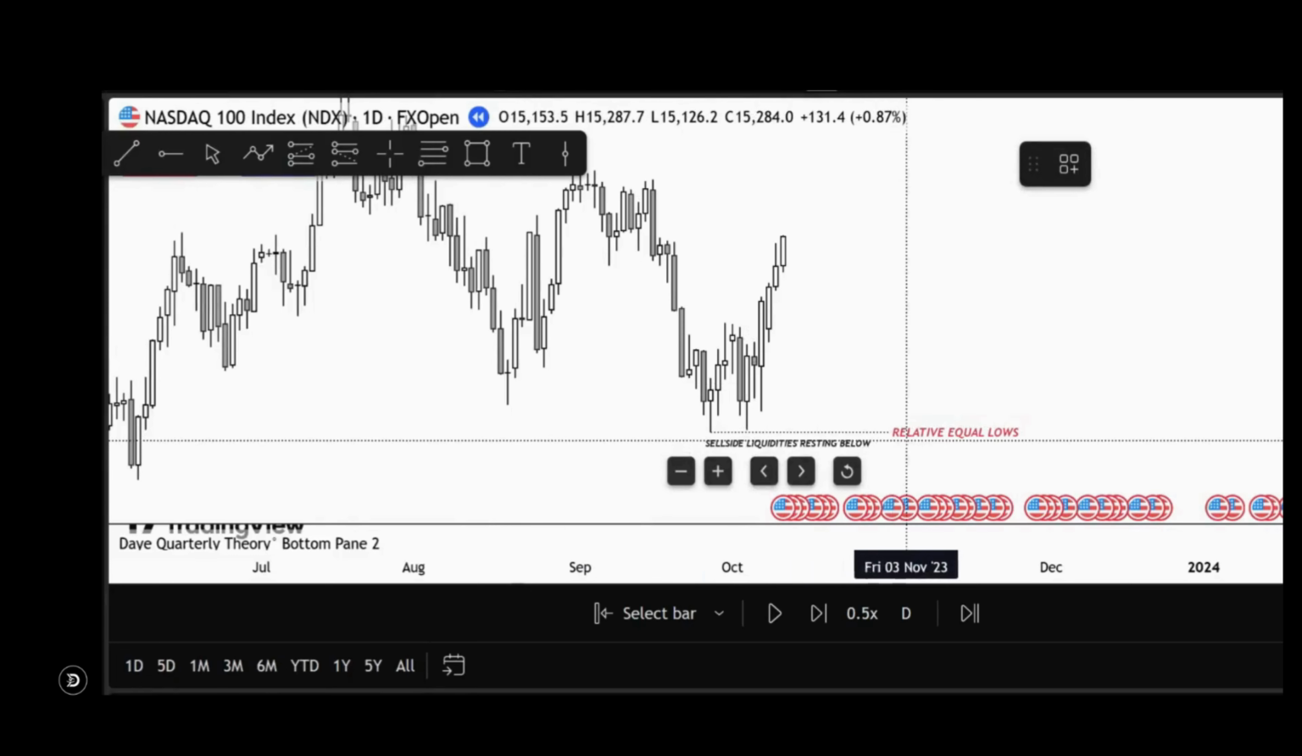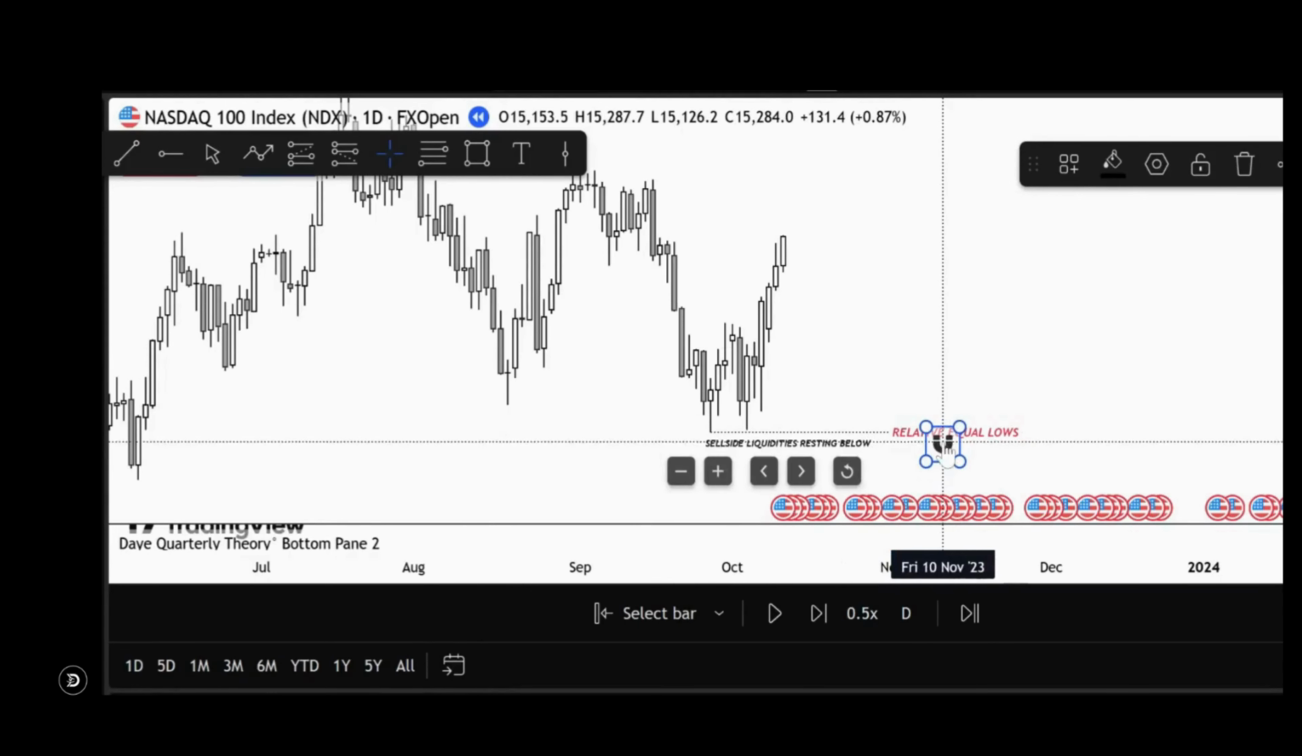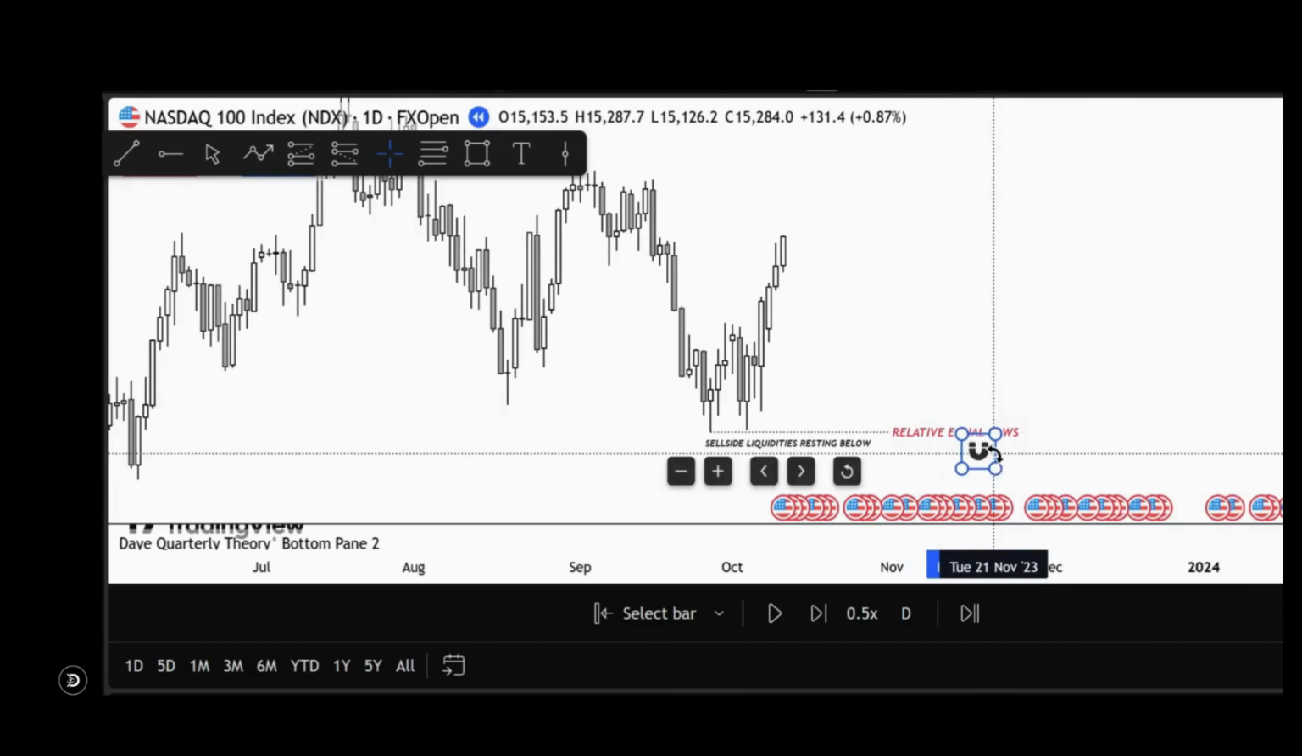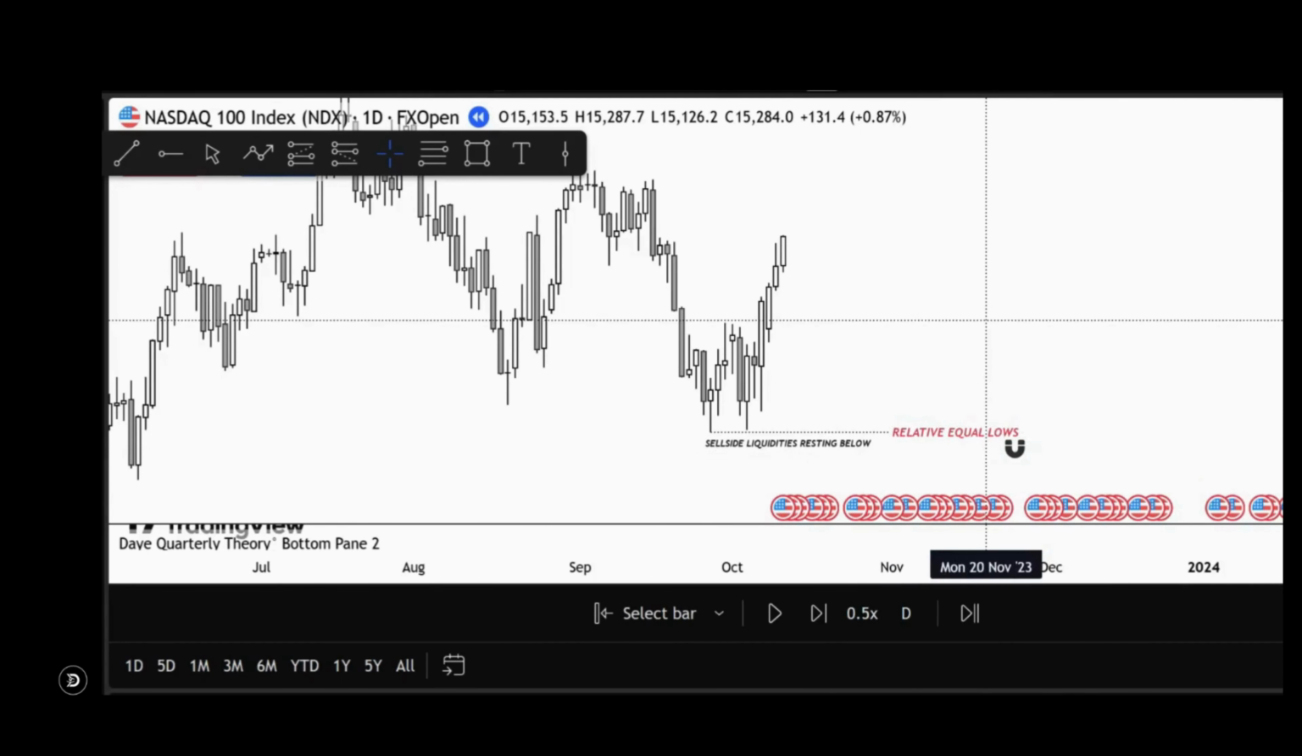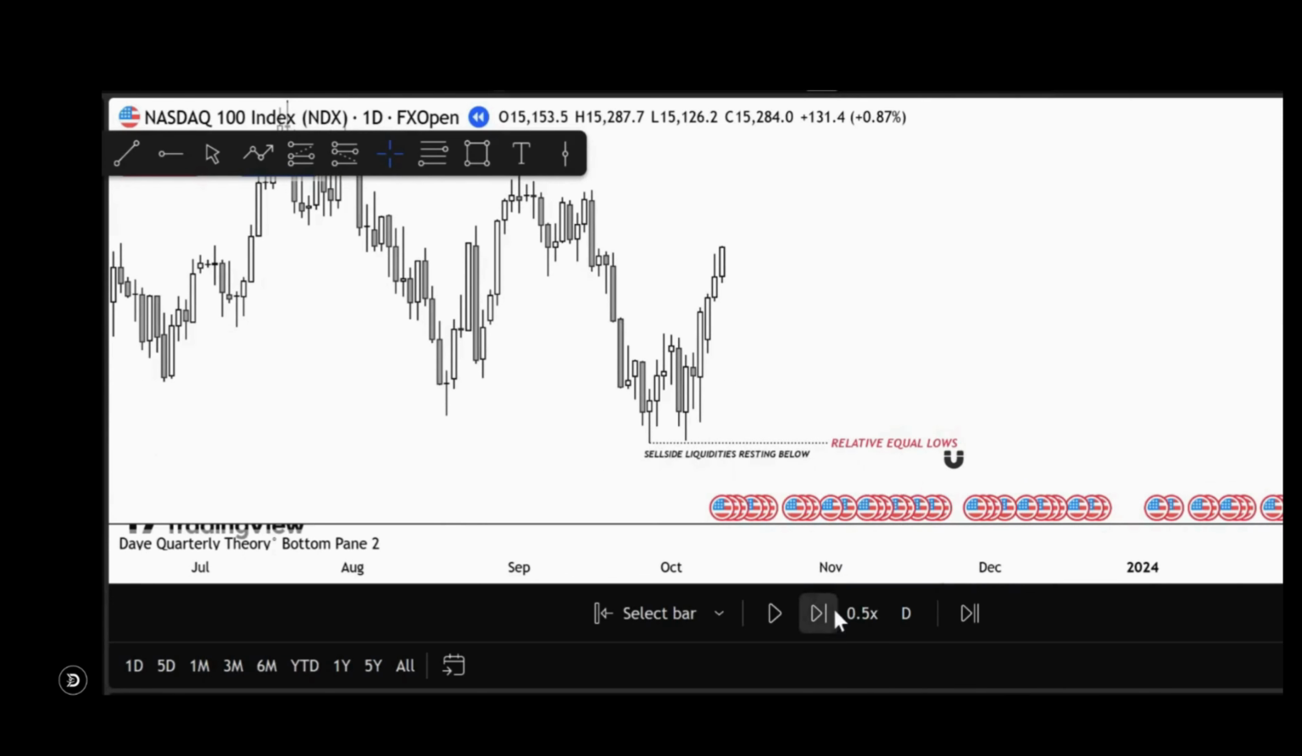So let's use, for instance, now we are bullish and we're expecting price to trade higher. But you see, we have these relatively equal lows resting below these lows here.